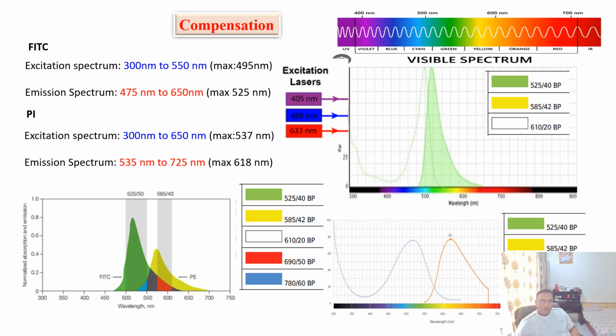So we will now learn, what is compensation? We will learn about compensation. Here we take the example of two fluorophores, FITC and PI.